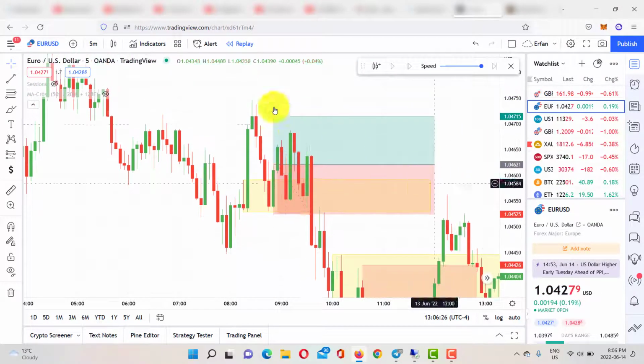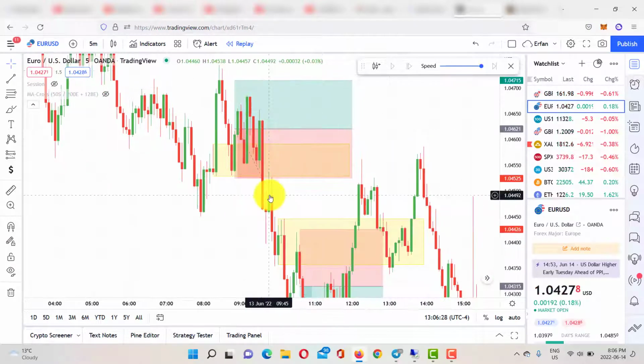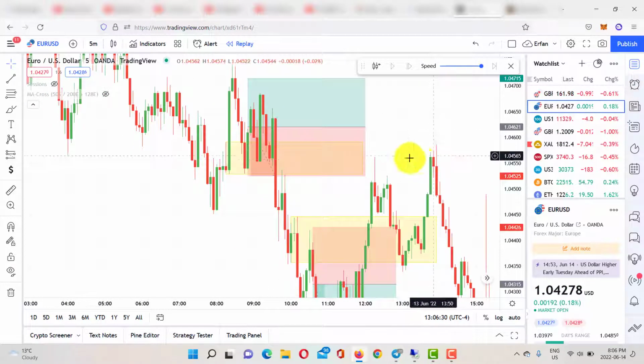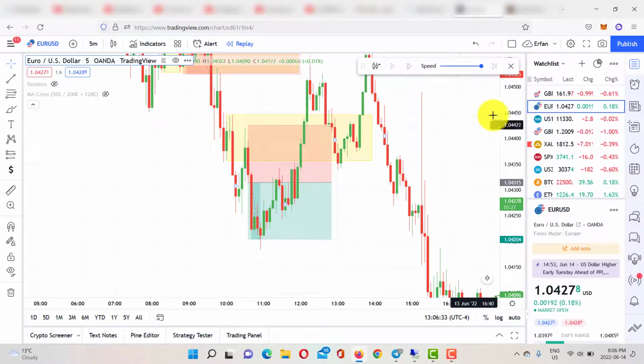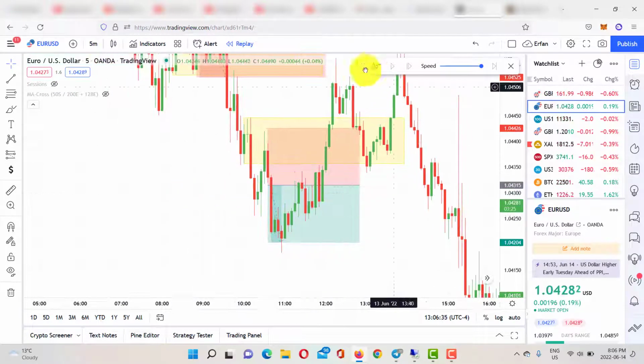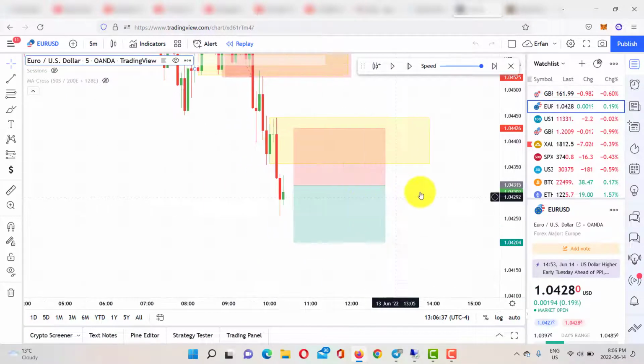Let's get into the trade and get out of it right here. But as you can see, we get stopped out super fast without even smashing our TP. Whereas this one, which is another high probability supply zone, look at this.